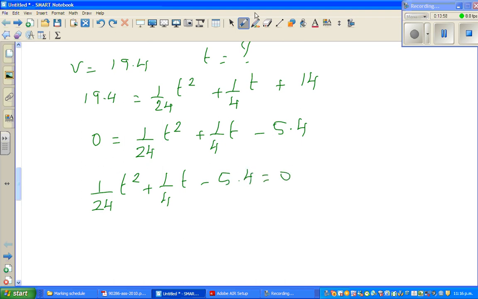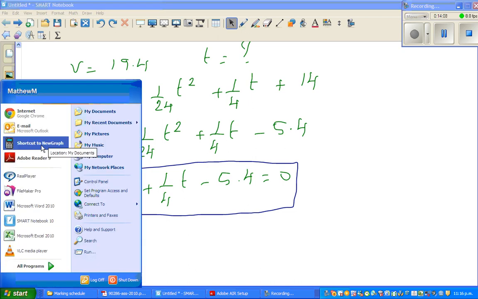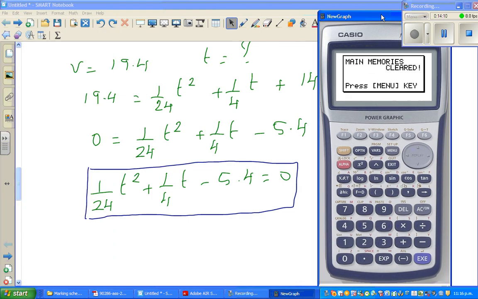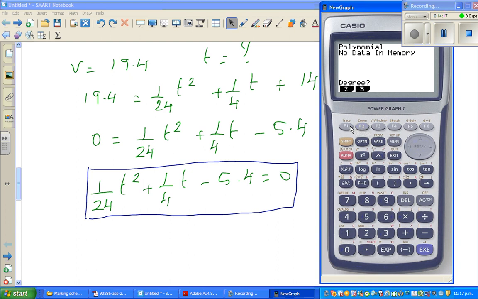Now I'm going to use my graphic calculator to solve this. You can do this without the graphic calculator, but it will take a long time. As I'm allowed to use the calculator, let me use the tool. So you go to menu, and then you go to equation, and this is polynomial, second degree. Your a is 1 divided by 24. You type in 1 divided by 24. Your b is 1 divided by 4, which is 0.25. And your c is minus 5.4.